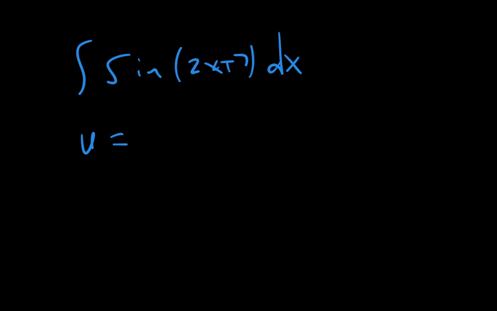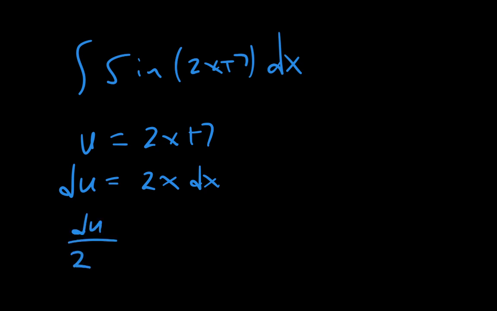We could say u is equal to 2x plus 7, and du is equal to 2x dx, because we use the chain rule. Then du divided by 2, oh, my mistake, that's just a 2, not a 2x. Du is equal to 2 dx. Du over 2 is equal to dx. So then we can plug this back in.